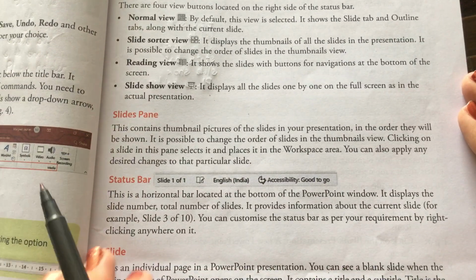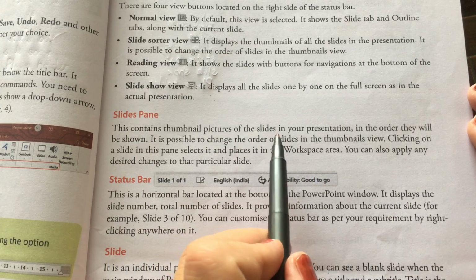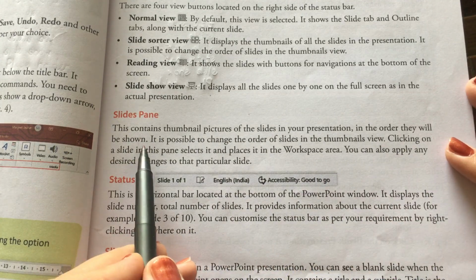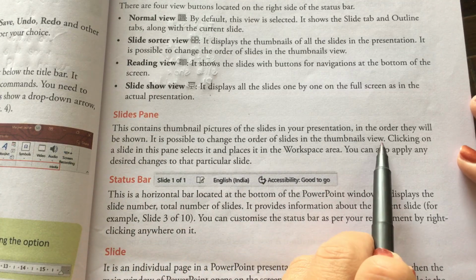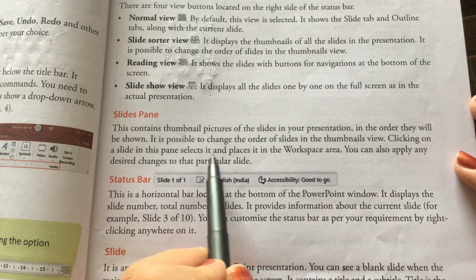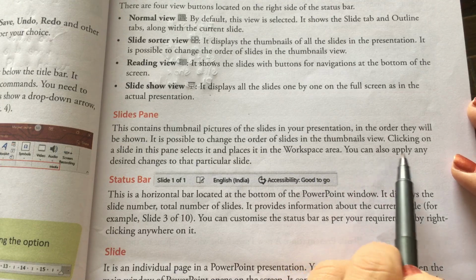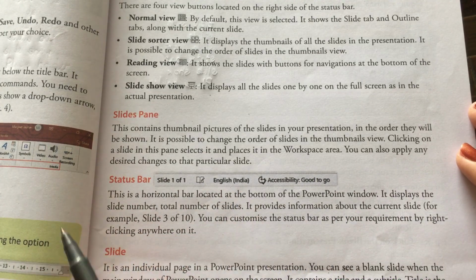Now Slide Pane. This contains thumbnail pictures of the slides in your presentation in the order they will be shown. It is possible to change the order of slides in the thumbnails view. Clicking on a slide in this pane selects it and places it in the workspace area. You can also apply any desired changes to that particular slide.